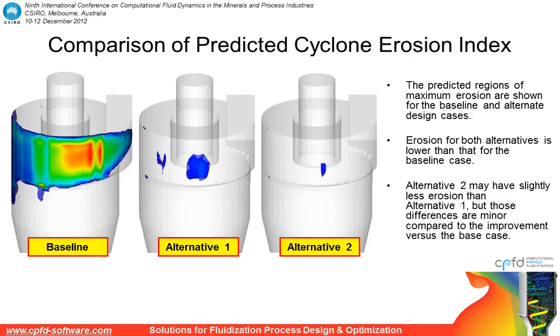And even though alternative 2 does look to be the lowest case, both alternative 1 and alternative 2 were so much lower compared to the baseline that either one of them, it was determined, would be equally effective at dramatically reducing the erosion damage that had been noticed in the plant.